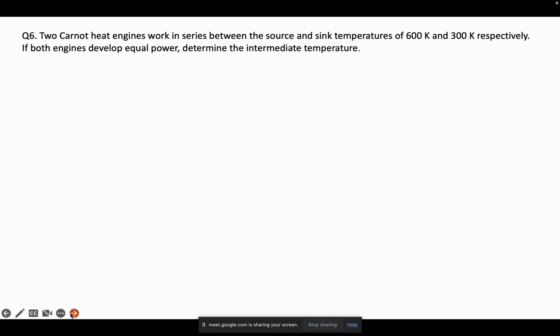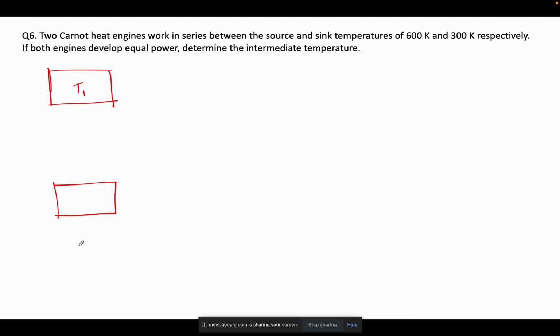Okay, then let us move to the next question. Two Carnot heat engines in series, between source temperature and sink temperature 600 and 300 Kelvin respectively. If both the engines develop equal power, determine the intermediate temperature. These are very important and easy questions. I will do the general formula and then we can directly put it here.